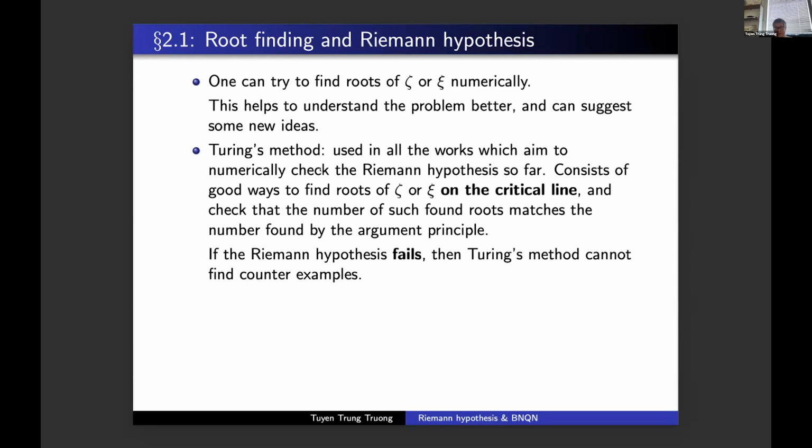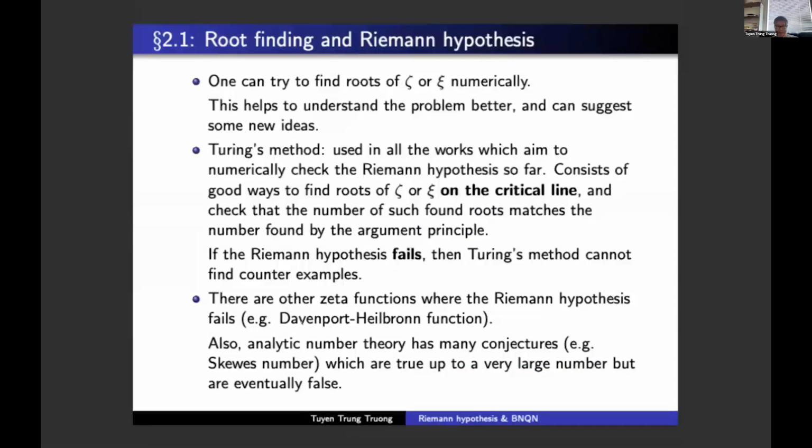Of course I believe that the Riemann hypothesis will be true, but if it fails, then Turing's method cannot find counterexamples, because Turing's method only concentrates on the critical line, so it cannot find roots outside of the critical line. Actually, we know that there are some zeta functions where the Riemann hypothesis fails. For example, there is the Davenport-Heilbronn function, and also many other functions.